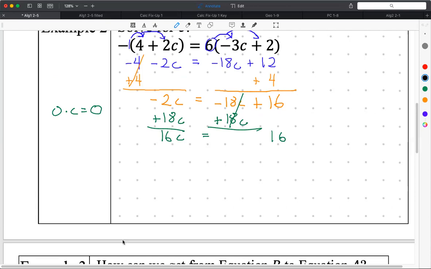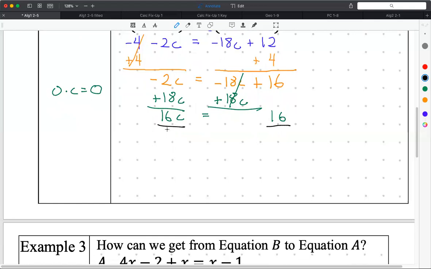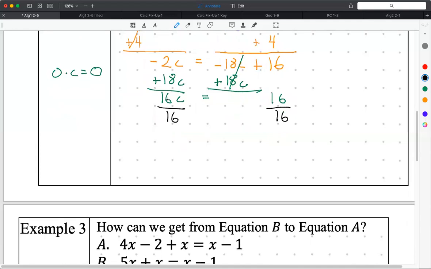Yeah, Diego, go for it. We divide them by each other. Each other, what do you mean by each other? Am I dividing by 16C or dividing by 16? By 16. Okay, divide by 16, divide by 16. So obviously I see the 16 and 16 cancel each other out. I'm left with just a C on the left-hand side. But what about the right-hand side, Diego? 16 divided by 16, what is that? 1. All right, then we're done. Thank you, Diego.